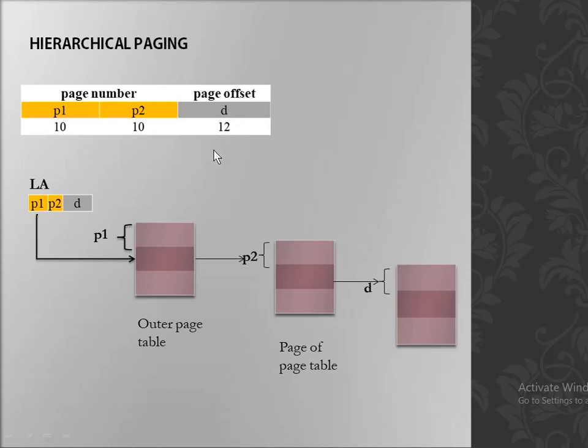So the page offset is 12-bit, and the remaining 20-bit is for the page number. To identify here, P1 is the index of the outer page table, and P2 is the index of the inner page table. What is the length of P1 and P2? It is 10-bit, 10-bit, right? By using these three you can construct or identify the logical address.